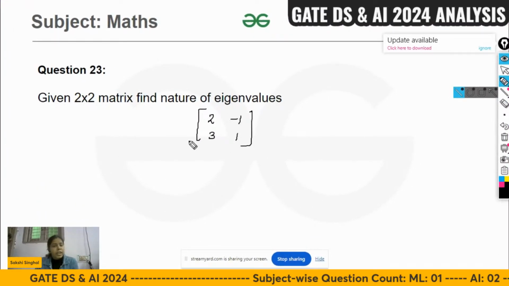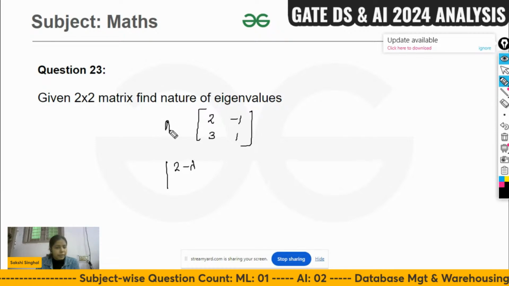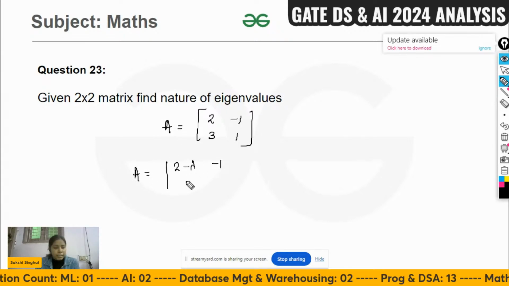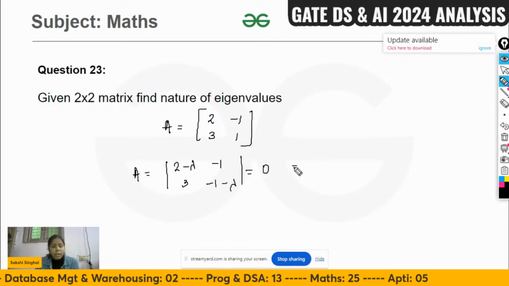Yeah, so this was a question. Let's go through it. We have to find out the eigenvalues. For that, I'll write down A minus lambda. Let's read this: A, and this would be 2 minus lambda, and minus 1, 3, minus 1 minus lambda. This is simple. We just have to find out the eigenvalues.